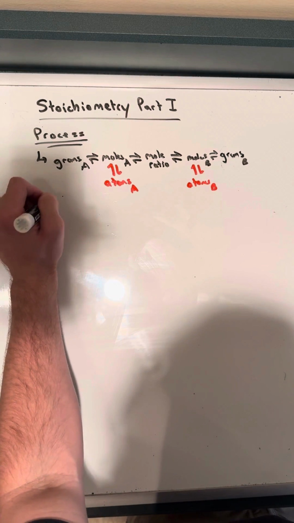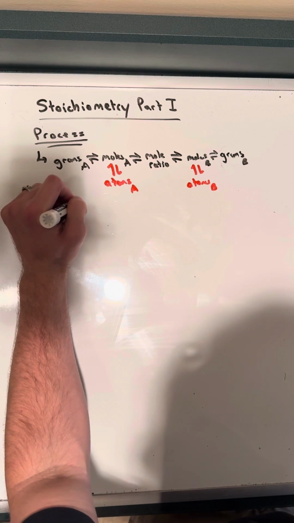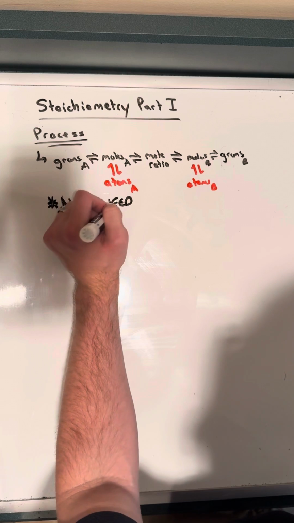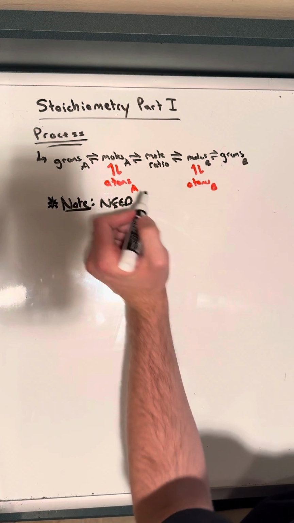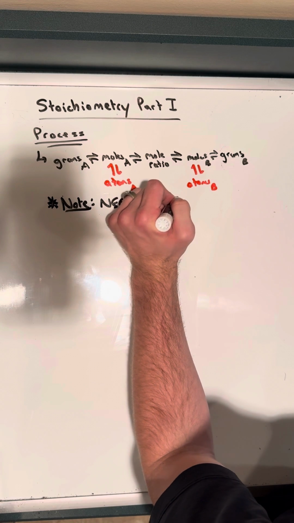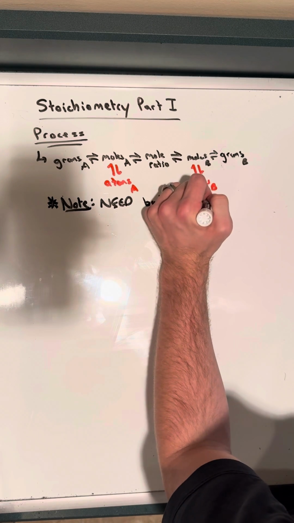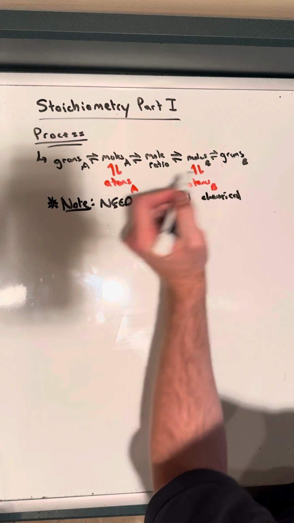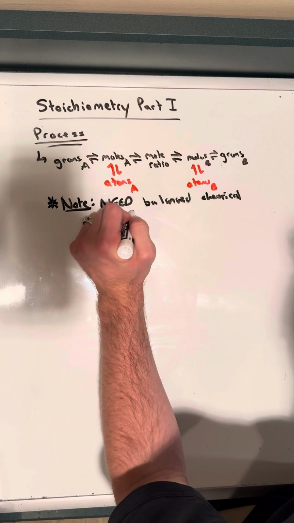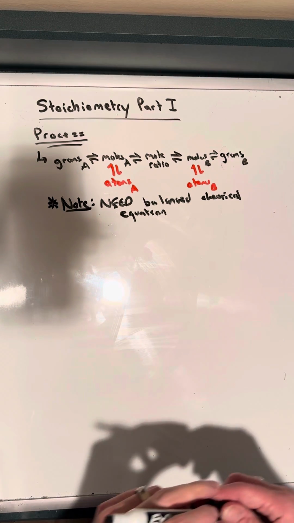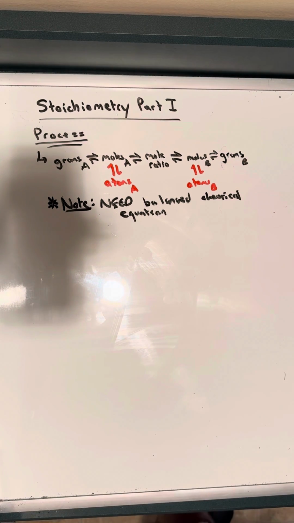One thing of note, it is a big important note. You always need a balanced chemical equation. There's no ifs, ands, or buts. If your equation is not balanced, you need to go back and balance it, okay?